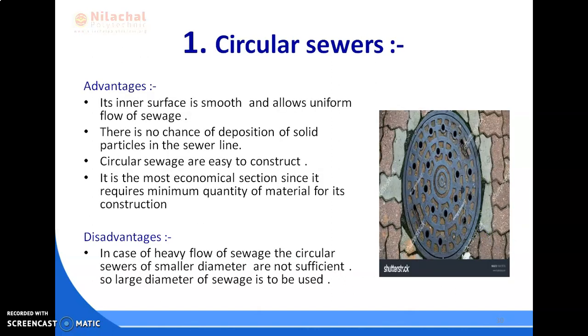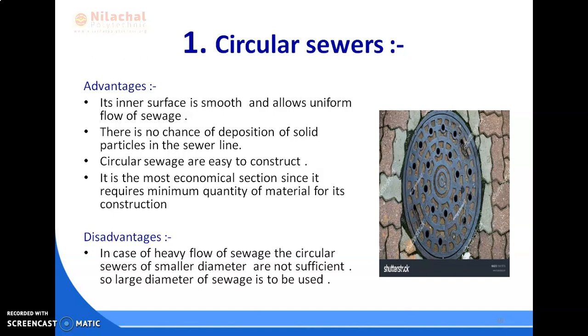Some advantages of circular sewers: its inner surface is smooth and allows uniform flow of sewage. This is the main advantage of circular sewers. There is no chance of deposition of solid particles in the sewer line. As the inner surface is smooth, there is no chance of deposition of any type of solid particles or any type of blockage inside the sewer line. Circular sewers are easy to construct.